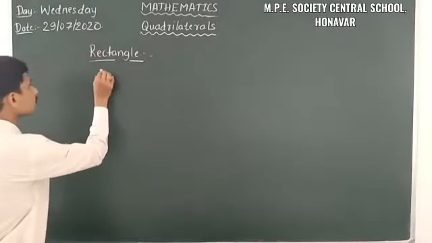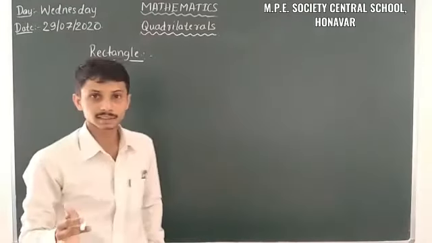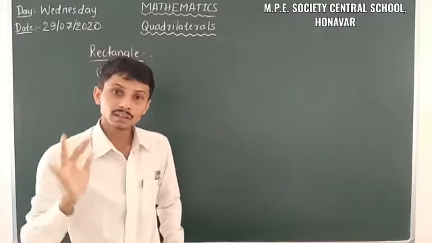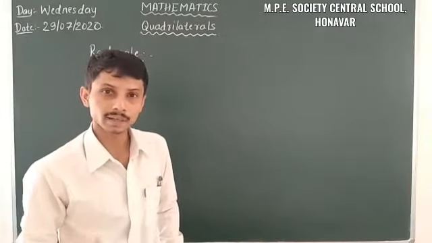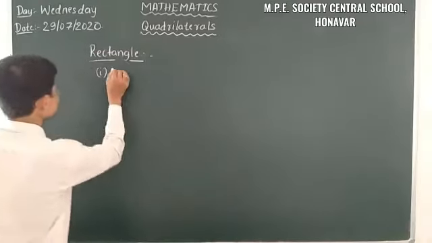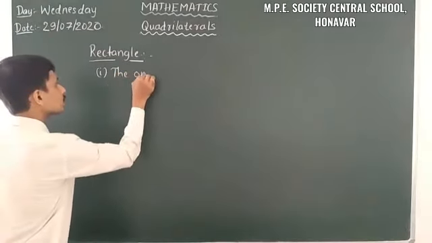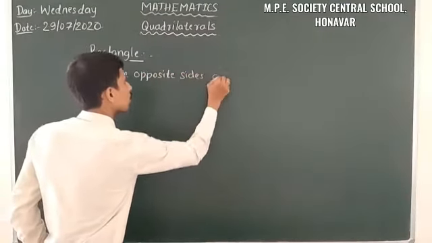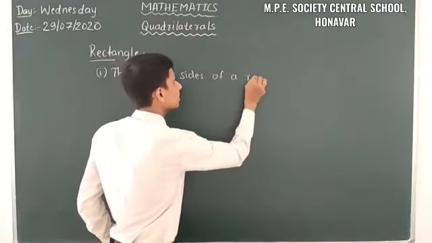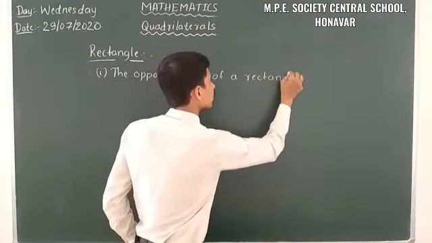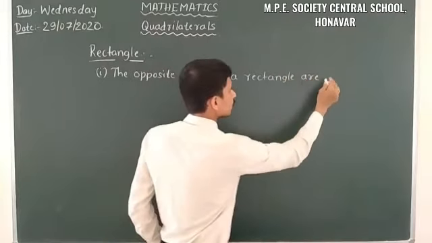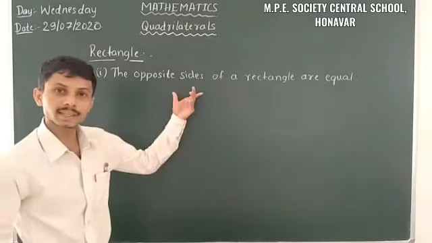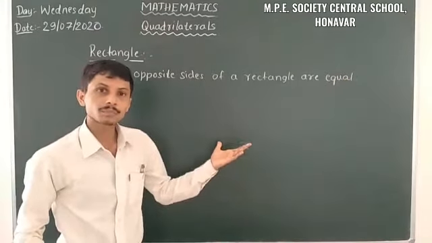So firstly, let me take the first property, sides. In a parallelogram the opposite sides are of equal length. Here also, in a rectangle, the opposite sides of a rectangle are equal. Okay, so this property exactly matches the property of the parallelogram.